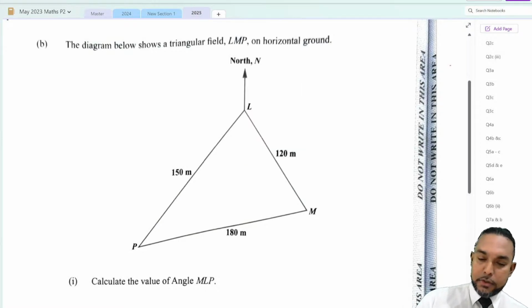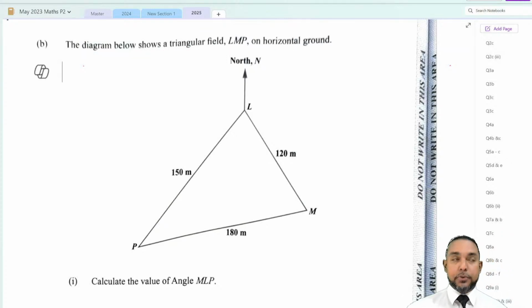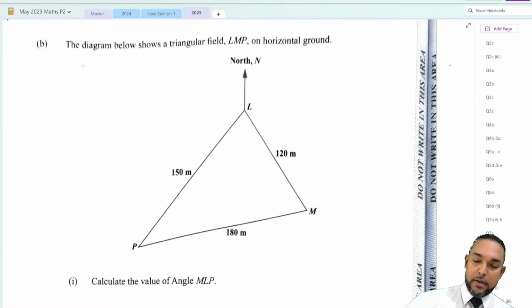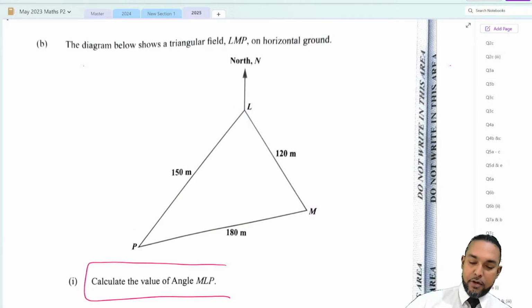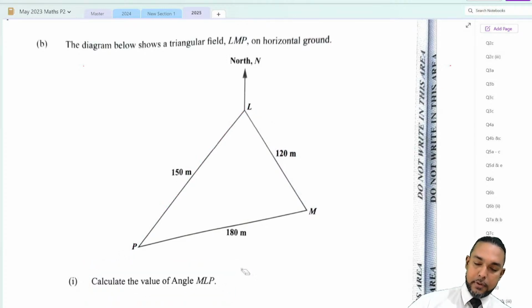All right, cool. So it says the diagram below shows a triangular field LMP on horizontal ground. So flat ground, that's what they say. So we have a north line here, and we have L, M, and P. It says calculate the value of angle MLP. So angle MLP starts at M, goes to L, and goes to P. So that's this angle here. This is the angle we're looking for.